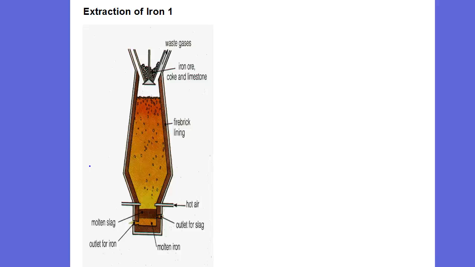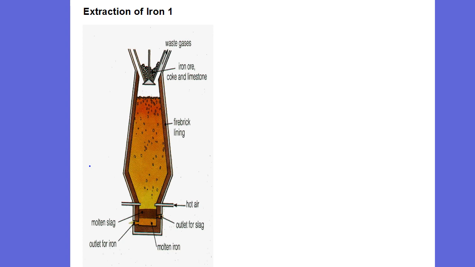Okay, so this is a video on how to extract metals from their ores. And this video follows on from the video I made on displacement reactions. And when considering methods of extracting metals from their ores, we have to look at their position in the reactivity series relative to carbon.